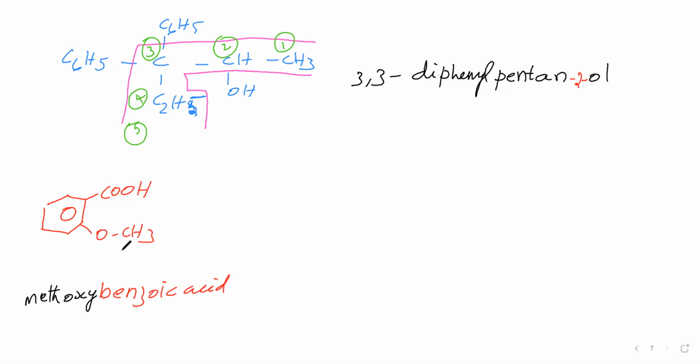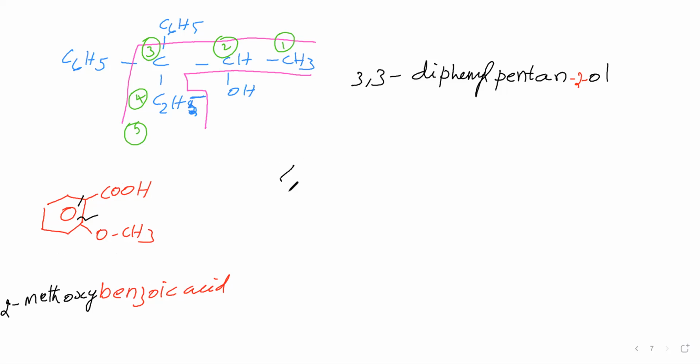Now we have to say position of this methoxy. Here we said benzoic acid. Benzoic acid means the carbon to which the carboxylic group is attached, you take as number 1, then number 2. Then methoxy is number 2. So 2-methoxybenzoic acid.